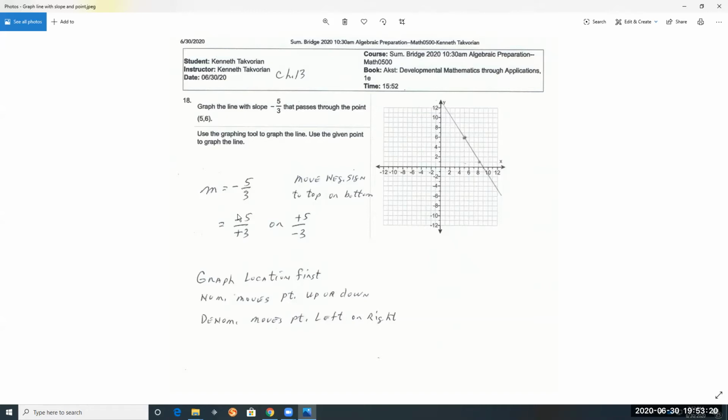So from the given point, let's use this form of the slope. From this point, we're going to come down 5, and we're going to go over 3, which gives us a second point. We can then draw the line. Notice the line has a negative lean, downward to the right. We could have used this fractional form of the slope. Again, starting at the same place, we would have gone up 1, 2, 3, 4, 5, and gone back 1, 2, 3. We get the same line, but a different point.